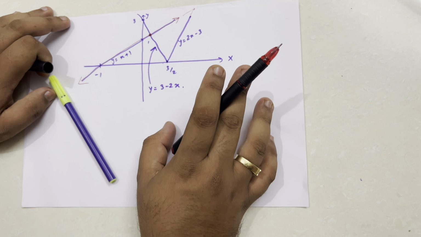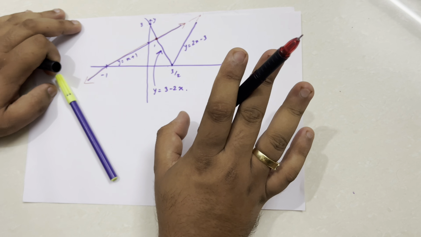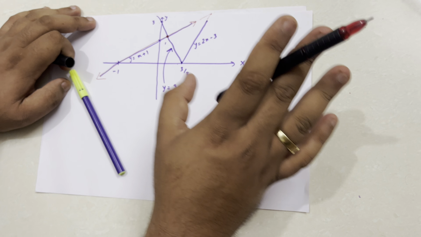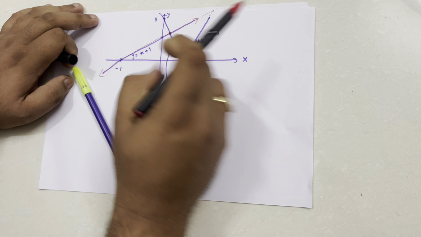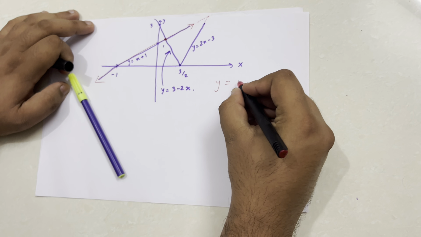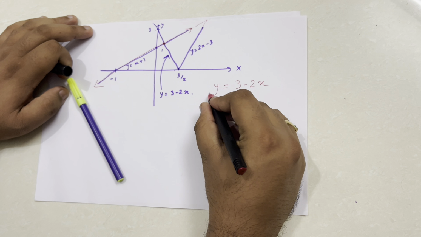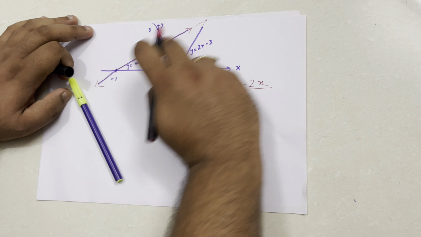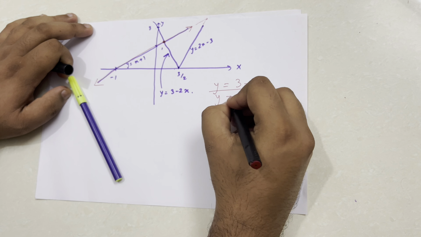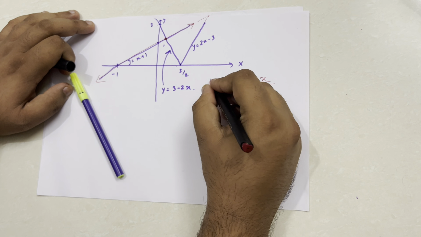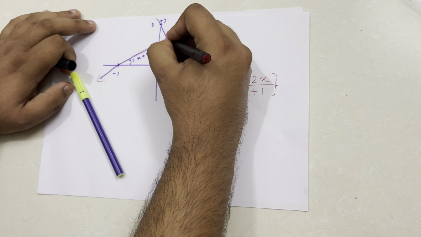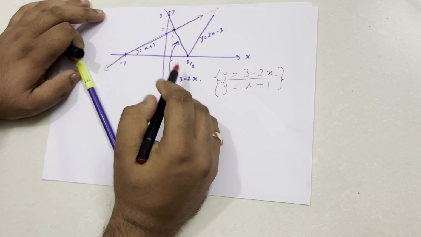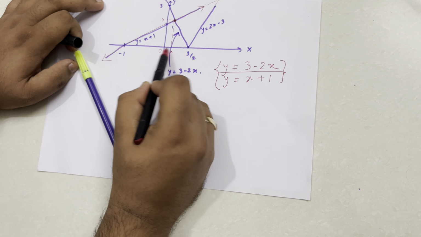So how to find the point of intersection is very easy. You need to solve simultaneous equations, which you must have learnt in earlier classes, in class 7, 8. So the equation of this line is y equals 3 minus 2x. The equation of this line is y is equal to x plus 1. So you need to solve both of these to get this point. You will get some value of y and some value of x. Clearly the value of x will lie between 0 and 3 by 2.